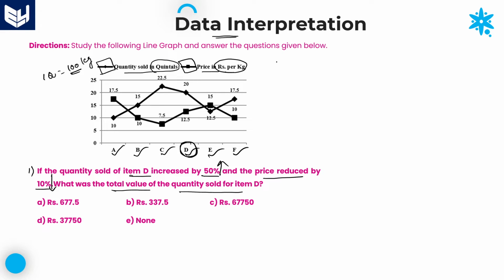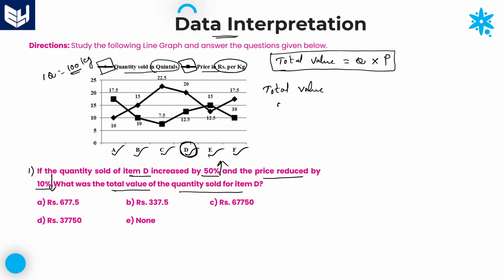Basically, what is meant by total value? Total value is nothing but quantity into price. That will give you the total value. Now we want to calculate the total value of item D after incrementing the quantity and decrementing the price.